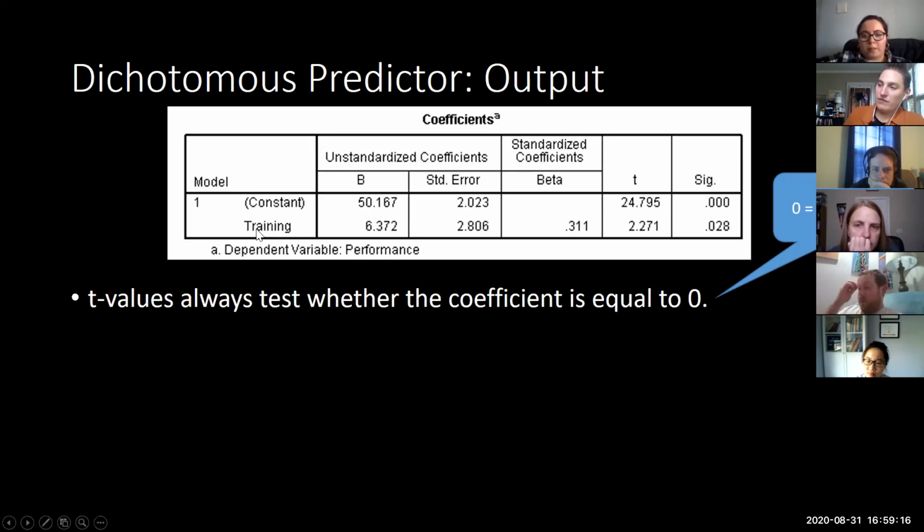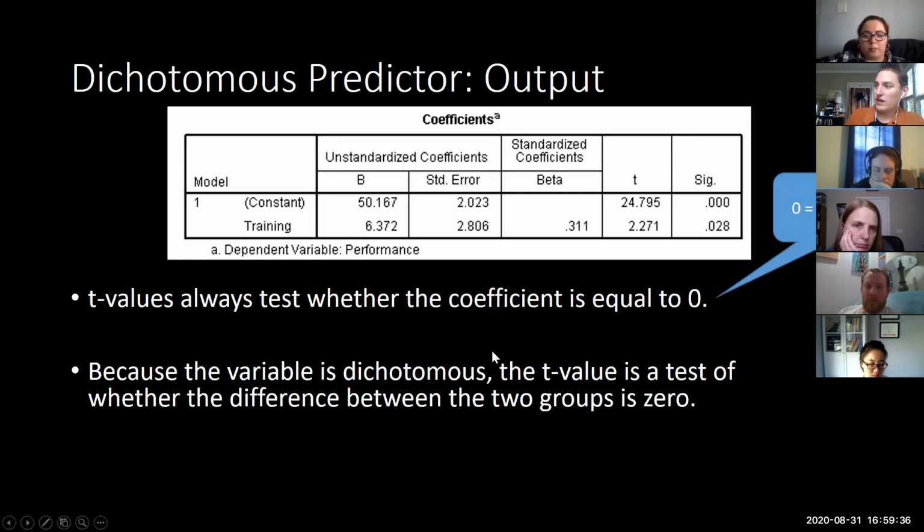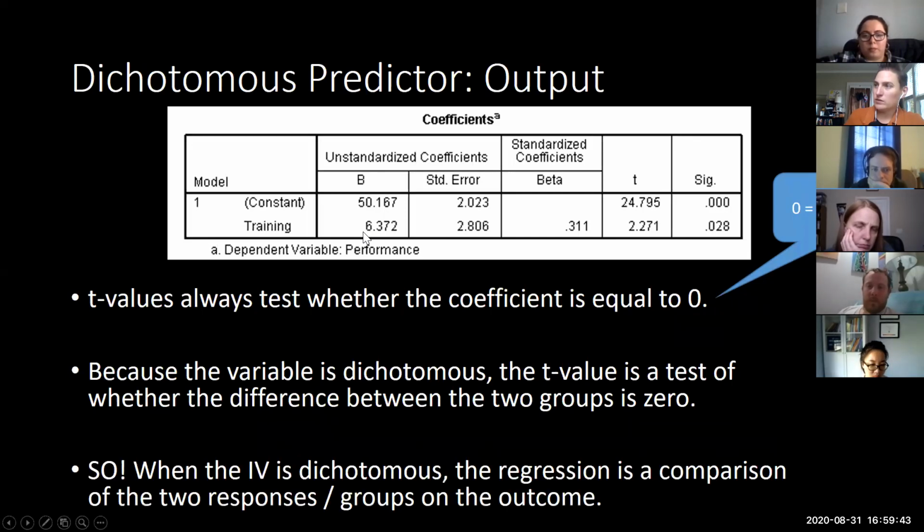And here, if this number is different from 0, then this significance test would yield a larger t and a significance value, or a p-value, less than 0.05. And so here, because this variable is dichotomous, this t-value is a test of whether the difference between the two groups is 0. In other words, it's just a comparison of the difference between your two groups.